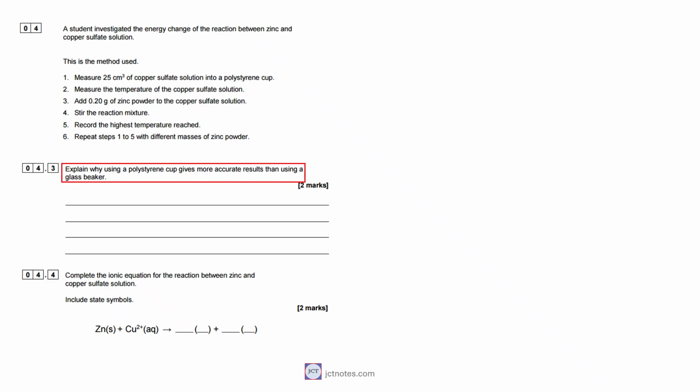The key here is comparison. Many students lost marks because they stated that polystyrene is an insulator and glass is a conductor. In reality, both materials insulate and conduct heat, just to different degrees. To secure your first mark, you must use comparative language and state that polystyrene is a better thermal insulator than glass. Alternatively, you could say glass is a poorer insulator.